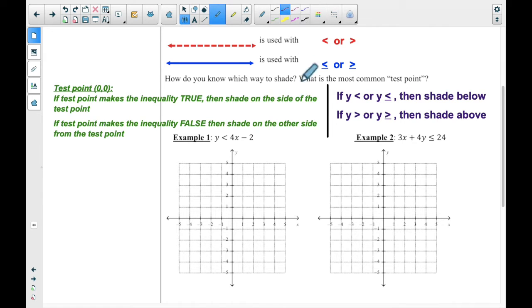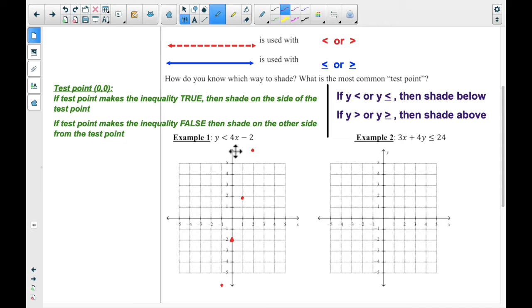Let's take a look at these first two examples. Y is less than 4x minus 2. It's easy. It's in y equals mx plus b form. I go to my negative 2. I go up 4 and over 1, and up another 4 and right 1, and down if I want to and right 1. And now I need to get out my straight edge and connect those with a straight edge.